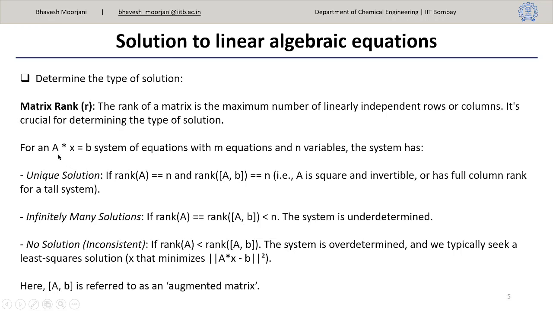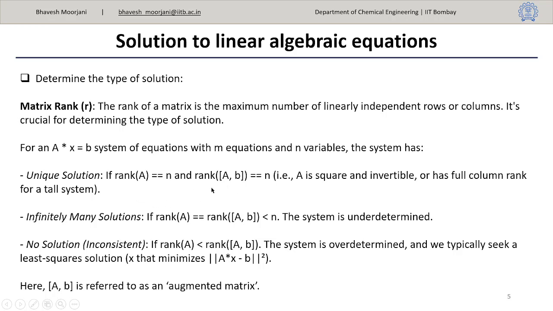So let's say we have this Ax equal to b system of equations. Now what we do is we find the rank of matrix A, and we find the rank of matrix [A, b], which is the augmented matrix, right? So what you do, you add a column b at the end of matrix A, and thus it is called an augmented matrix. You find the rank of both matrix A and the augmented matrix, then you compare them.